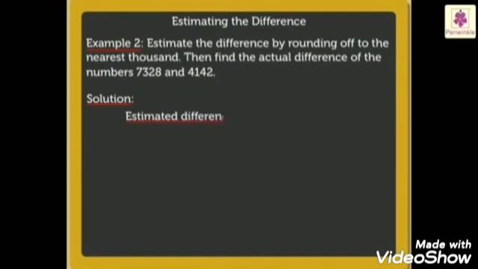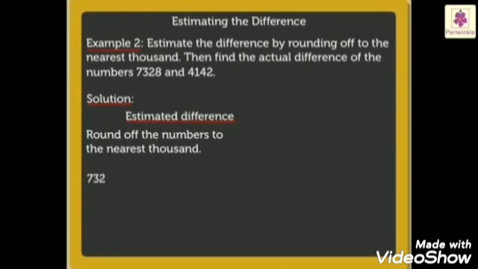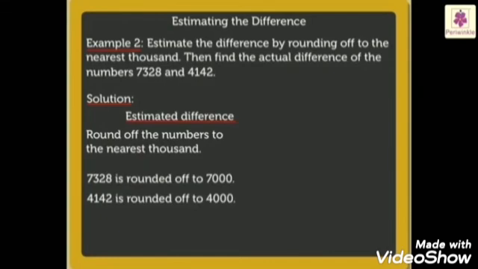Here, to estimate the difference, round off the numbers to the nearest thousand. So, 7,328 is rounded off to 7,000, and 4,142 is rounded off to 4,000. Thus, the estimated difference is equal to 7,000 minus 4,000, which is equal to 3,000.